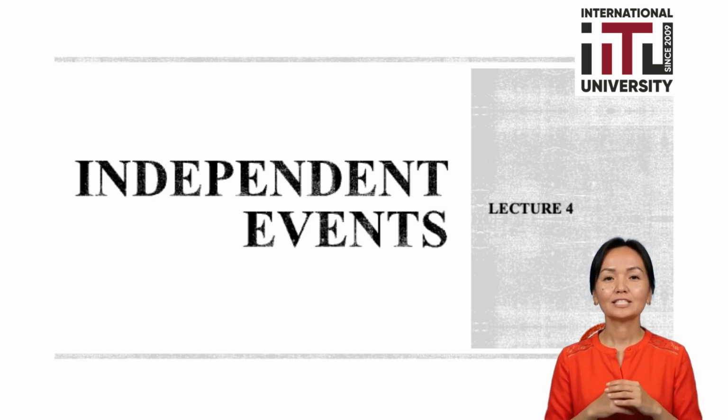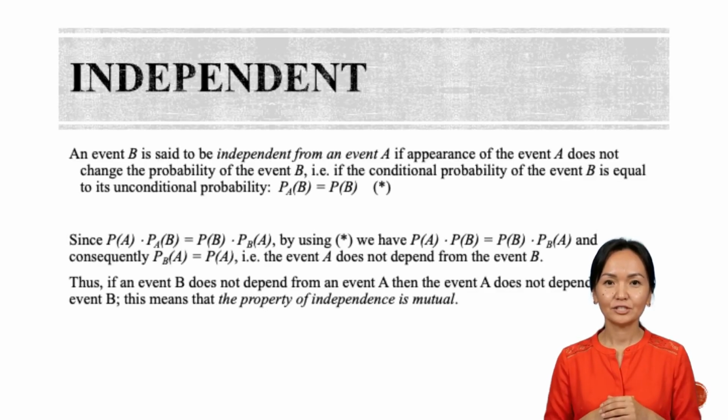So let's begin our exploration of independent events and discover why this concept is so essential in the world of probability and statistics. Let's begin by establishing the formal definition of independent events. An event B is said to be independent from an event A if the appearance of event A does not change the probability of event B. In other words, knowing that event A has occurred gives us no new information about the likelihood of event B.